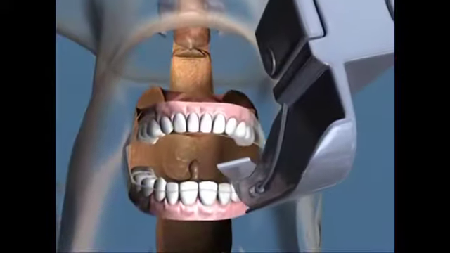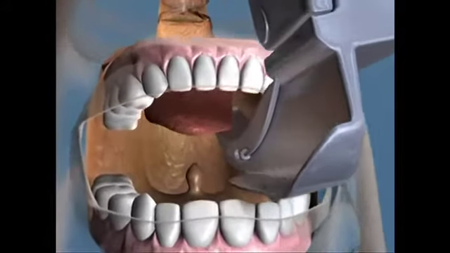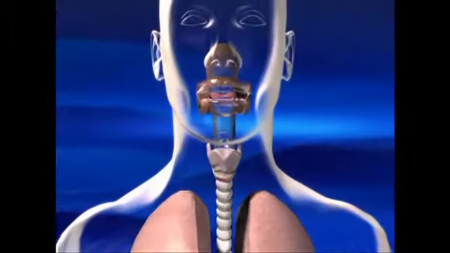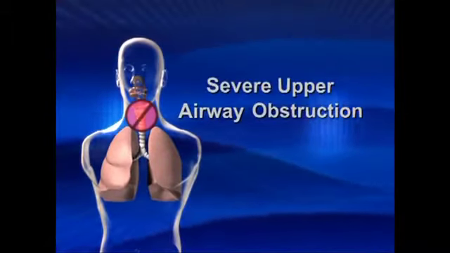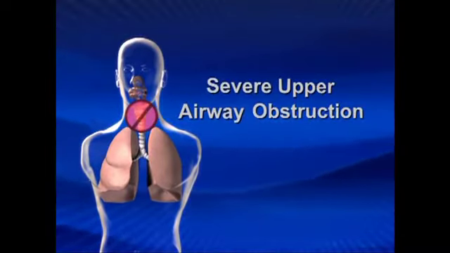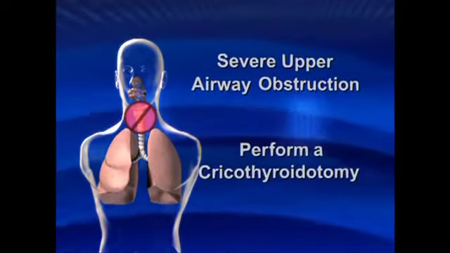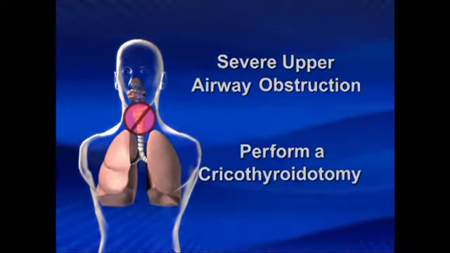Direct visualization with a laryngoscope should be attempted to clear the airway by using McGill forceps to remove any foreign bodies if indicated. When the diagnosis of severe upper airway obstruction is made and the decision is made to perform a cricothyroidotomy, the following procedure should be followed.